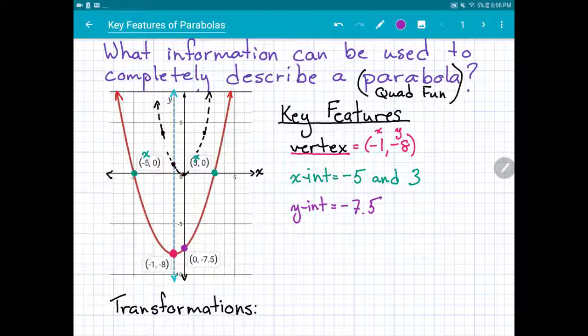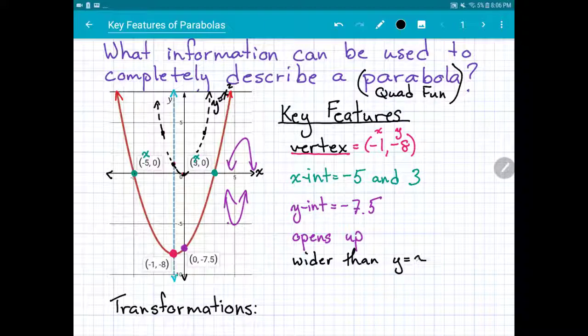Okay, what else could we talk about with this? Well, this parabola doesn't look like this, it looks like this. So let's describe that as opens up. And you might want to describe how wide it is. You can see here that this is the original function that we talked about. This one, the dashed black line, is y equals x squared, just the simple squaring machine. And this looks a bit wider than that, so we could say wider than y equals x squared.